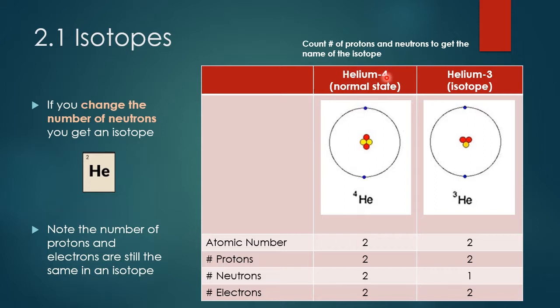Also, it is normally just called helium, because just being called helium indicates it's in its normal state, and we would expect it to have 2 protons, 2 neutrons, and 2 electrons. So you don't normally need to say helium-4 for the normal state. You could, it would mean the same thing, but for the isotope, you would need to say helium-3 to indicate that it's an isotope and that it has a different number of neutrons. So just as a refresher, in an isotope, your number of protons stays the same, your number of electrons stays the same. The only thing that changes is the number of neutrons.